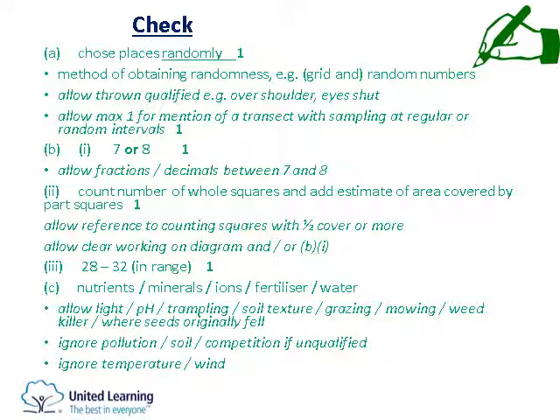So what you need to do is make sure you're talking about random choosing of places to avoid bias. So you're talking about random number generators, coordinates, picking numbers out of a hat. The rest of them are really straightforward.